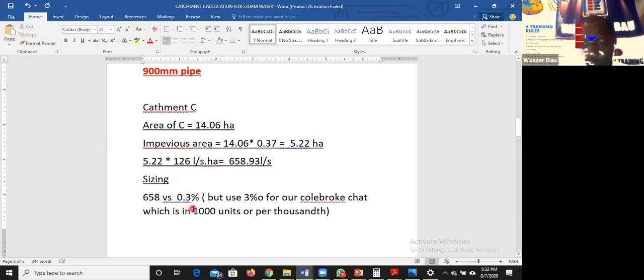Chimezie, maybe this is what confused you. This is against, this is 0.3%. But in our chart, you're going to use, let me not confuse people, 3%, which is same thing as 0.3%. Maybe that's what confused you. Okay, I think it's better now.